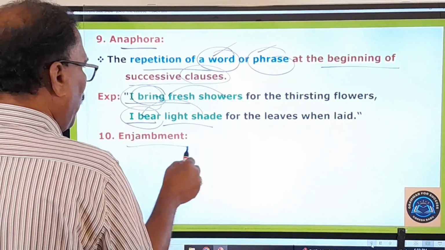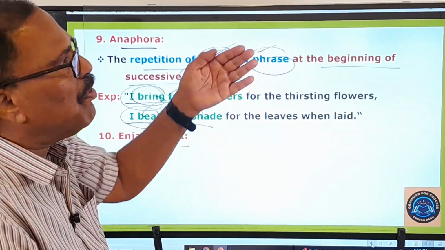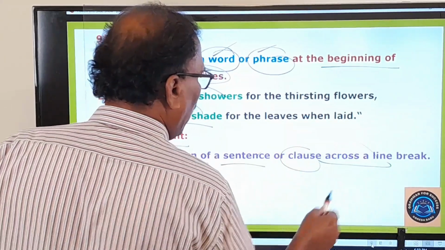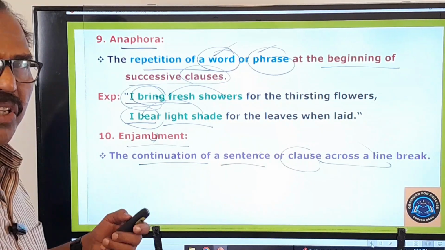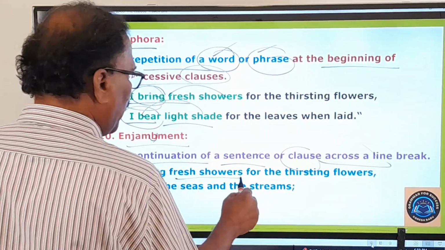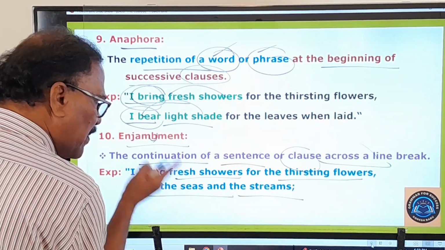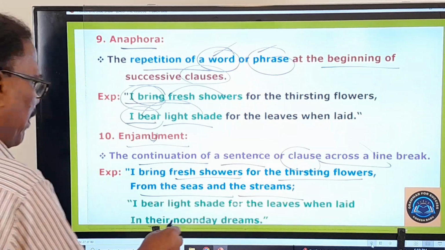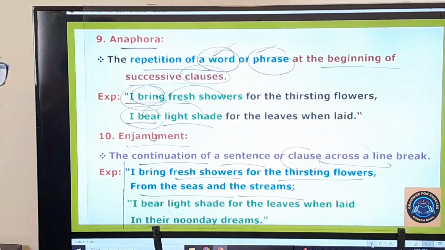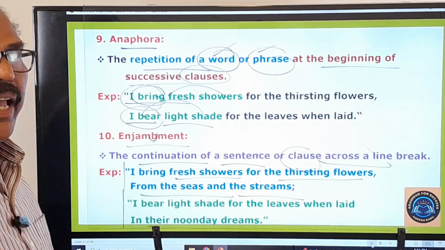And here enjambment is there. Enjambment means one line flowing into another line. It is the continuation of a sentence or a clause across a line break, without a break. How? Let me give you: "I bring fresh showers for the thirsting flowers, from the seas, from the streams." So this sentence is flowing into this. And here: "I bear light shadow for the leaves when laid in their noonday dreams." So in these two lines, you can find one line is flowing into another line. That is called enjambment, right?